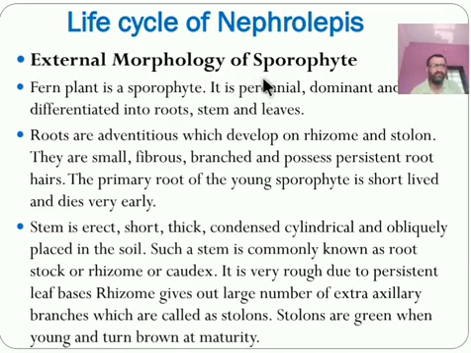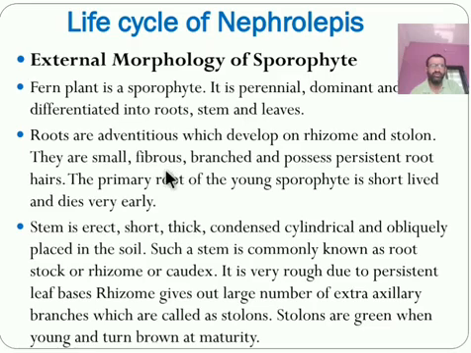Annual means they complete their life cycle in 1 year, biannual means they complete their life cycle in 2 years, and perennial means they complete their life cycle in more than 2 years. All such plants are known as perennial plants. Here the dominant plant is differentiated into root, stem and leaves. That fern plant has root, stem and leaves.